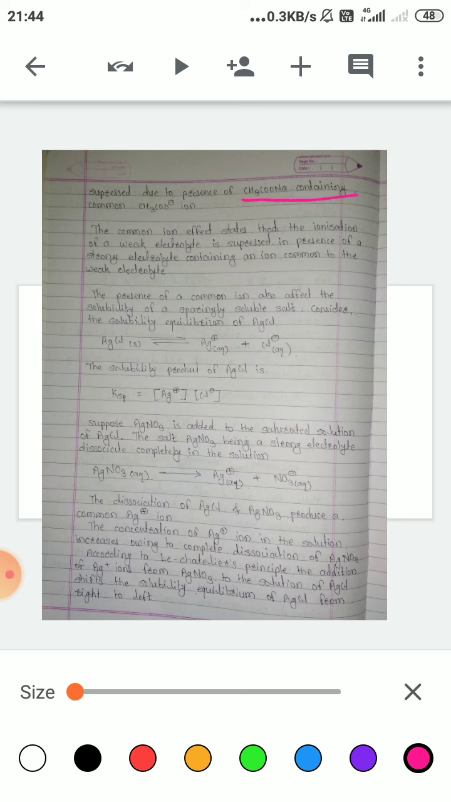Now, this is the common ion effect. We simply have to remember that if one ion, whether positively or negatively charged, is present in a solution, then the concentration of that particular ion increases, and as its concentration increases, the reaction starts to proceed in the opposite direction. This is Le Chatelier's principle, as we have seen in 11th standard in the lesson on chemical equilibrium.